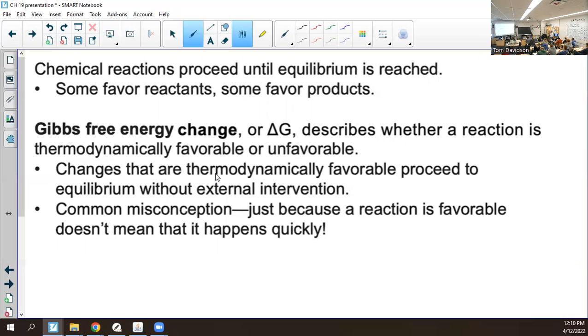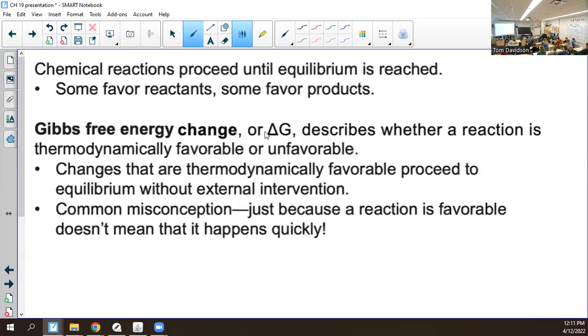That's spontaneous. And then common misconception, just because a reaction is favorable doesn't mean that it happens quick. That's really important that you don't tie the two of them together. It could happen without outside energy, but that doesn't mean it happens instantaneously or fast. It could be a super slow process. Right, it's going to rust, but it takes a very long time. Good.